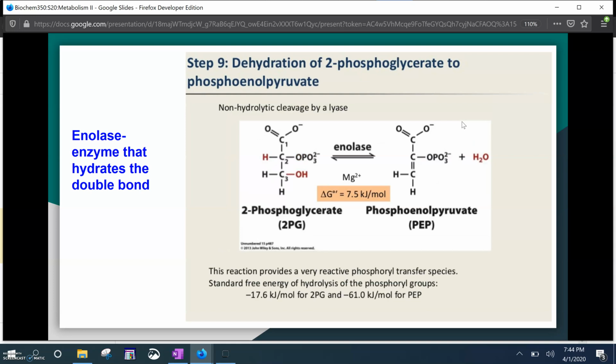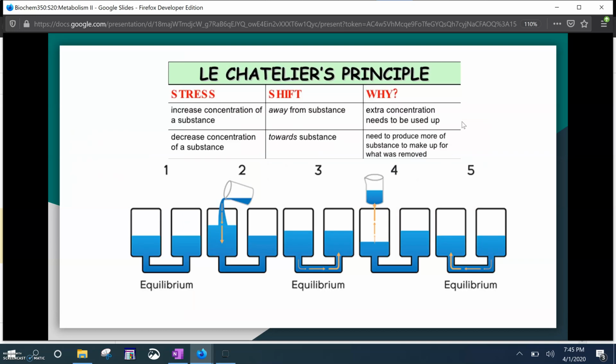Now we're going to have a dehydration of the 2-phosphoglycerate to phosphoenolpyruvate. And you can see this is an enolase. Enolases are enzymes that form a double bond by removing water. You can see on the left, there is no double bond between the 2 center carbons, but on the right there is. So this is what an enolase forms, the formation back and forth between breaking and making a double bond. And this one has a delta G of 7 as well. So this reaction produces a very reactive phosphoryl transfer species. The standard free energy of hydrolysis of the phosphoryl groups, we said before, those are high energy groups. So PEP is a high energy compound.